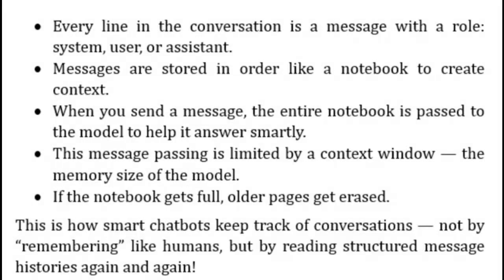Every line in the conversation is a message with a role: system, user, or assistant. Messages are stored in order like a notebook to create context. Next, when you send a message, the entire notebook is passed to the model to help it answer smartly. Next, this message passing is limited by a context window, the memory size of the model. Next, if the notebook gets full, older pages get erased. Hope all of you are clear with this, right?